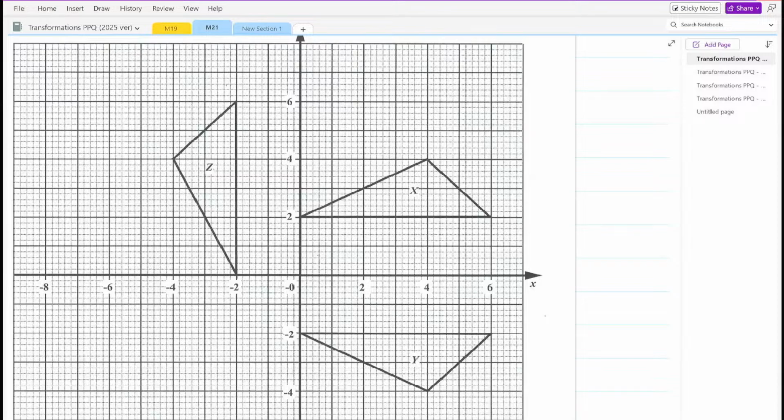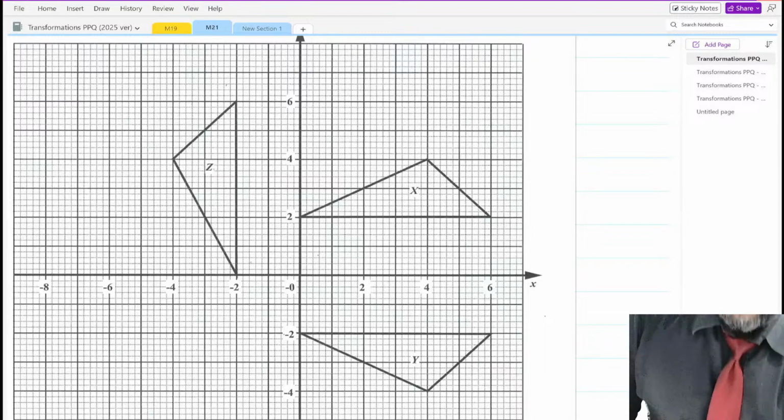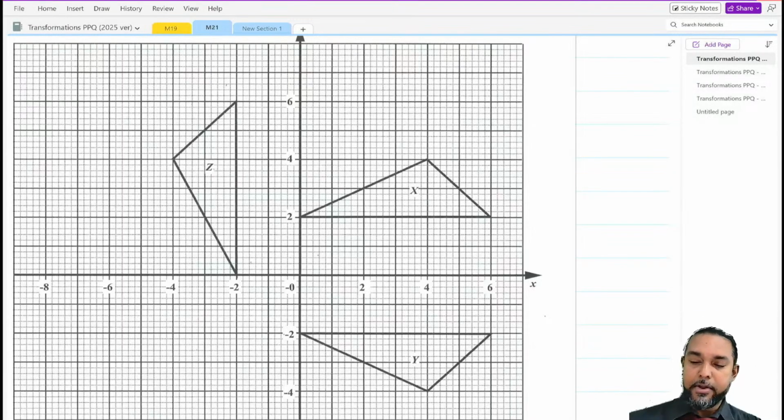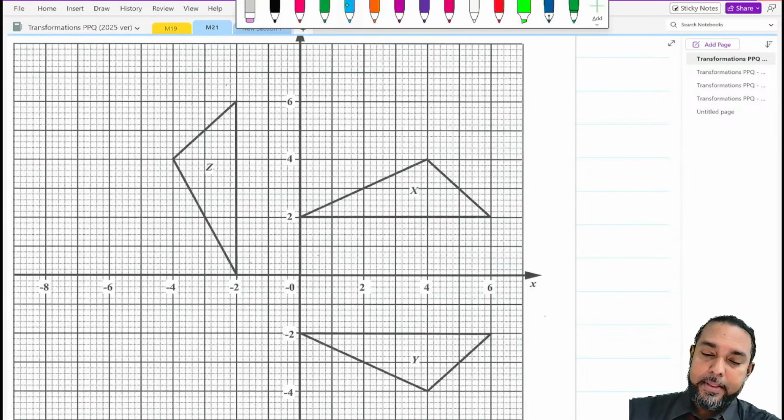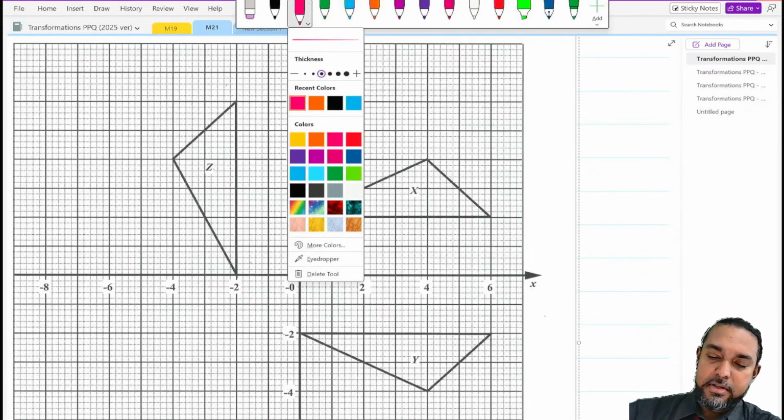All right, so what we have going on here. From which letter to which letter? A reflection in what line? Which axis? The x-axis, correct. Right? Let's check it out, right? Let's get some colors going for it, right?